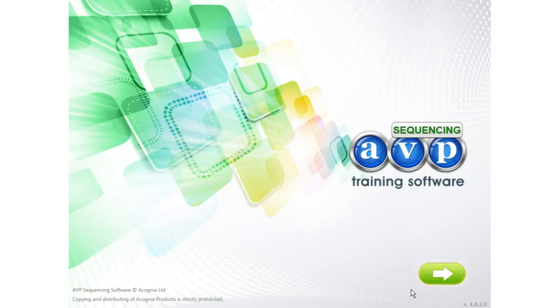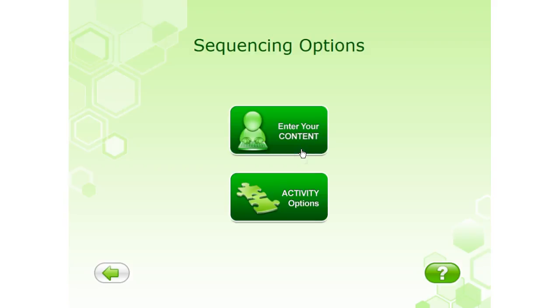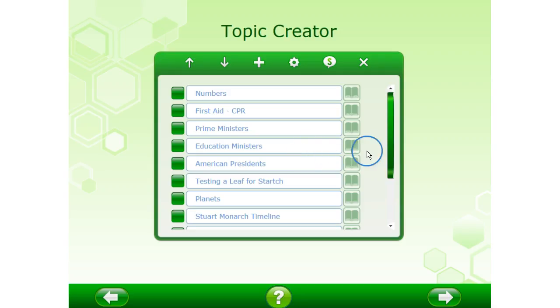This video provides an overview of the activities within the AVP sequencing software. It is initially important to understand that there are two different types of sequences. The regular sequence can be played in any of the 6 activities, whereas a random sequence can only be played in 2 of the activities.